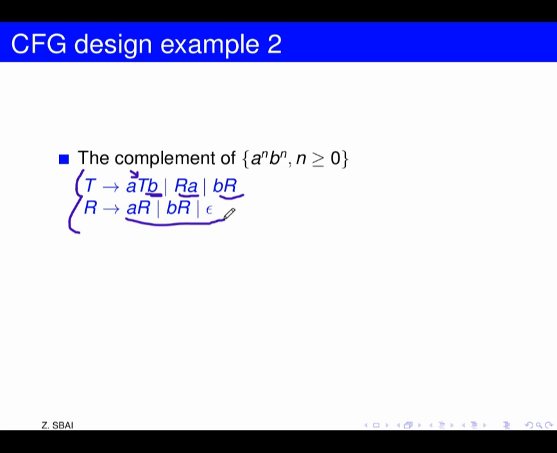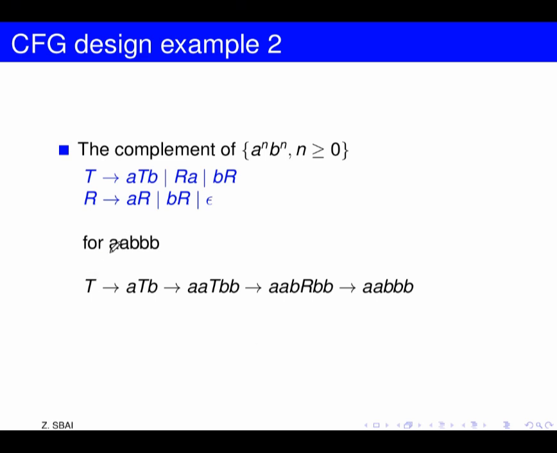This sequence may be epsilon, it may be a's: one a, double a, three a's. It may also be any sequence of b's: b, double b, triple b, and so on. It may also be any mix of a's and b's.